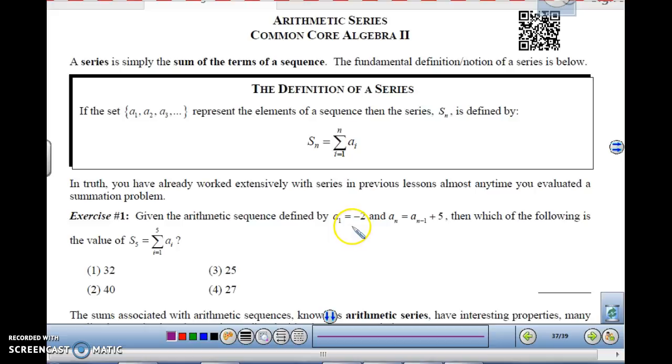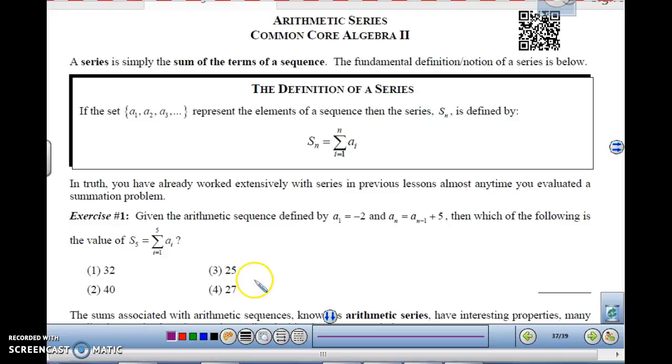Okay, so we've actually used these before whenever we have evaluated a summation problem. So let's see if we can work this out using this formula. Given the arithmetic sequence defined by a of 1 equals -2 and a of n equals a of n minus 1 plus 5, which of the following is the value of S of 5 equals the sum from 1 to 5 of a of i?